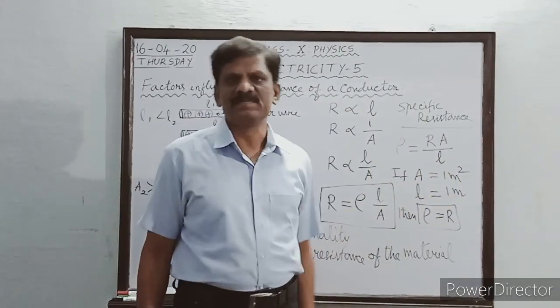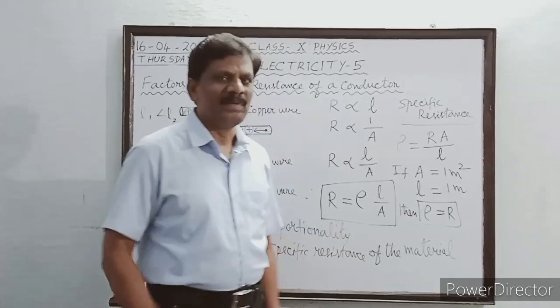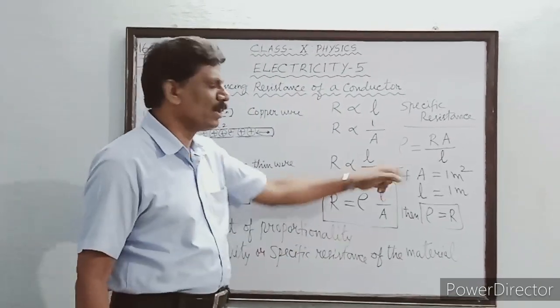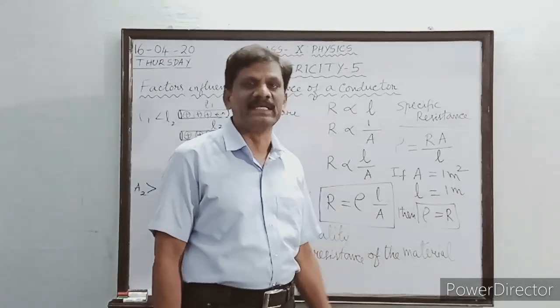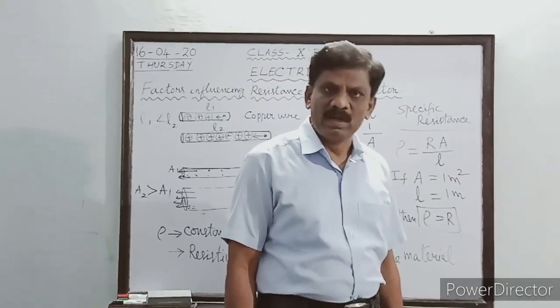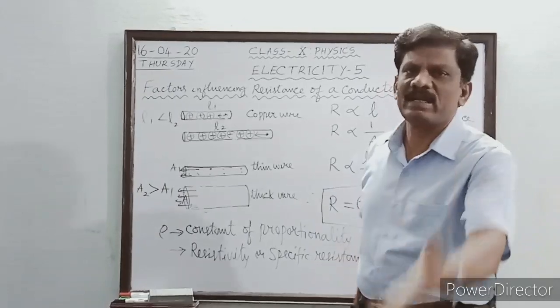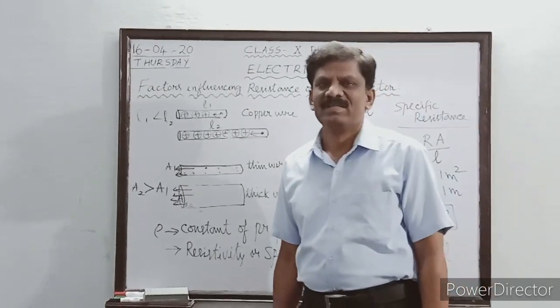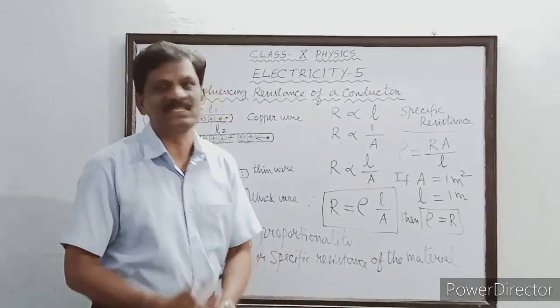We want to define the specific resistance of a material by assuming the length of the wire as 1 meter. 1 meter is called unit length. And by assuming the area of cross section as how much? Yes, 1 meter square. It is also called as what? Unit area. So now we have got a beautiful definition for specific resistance.